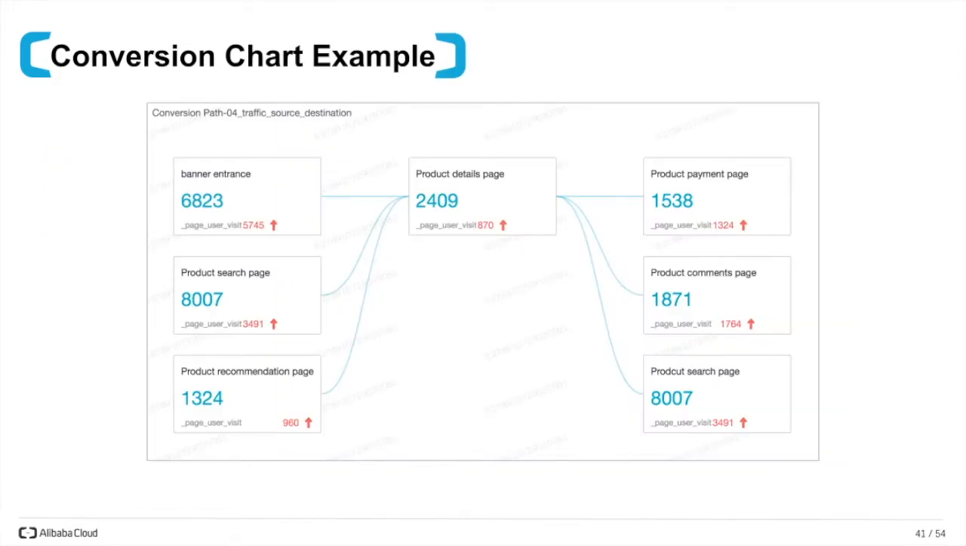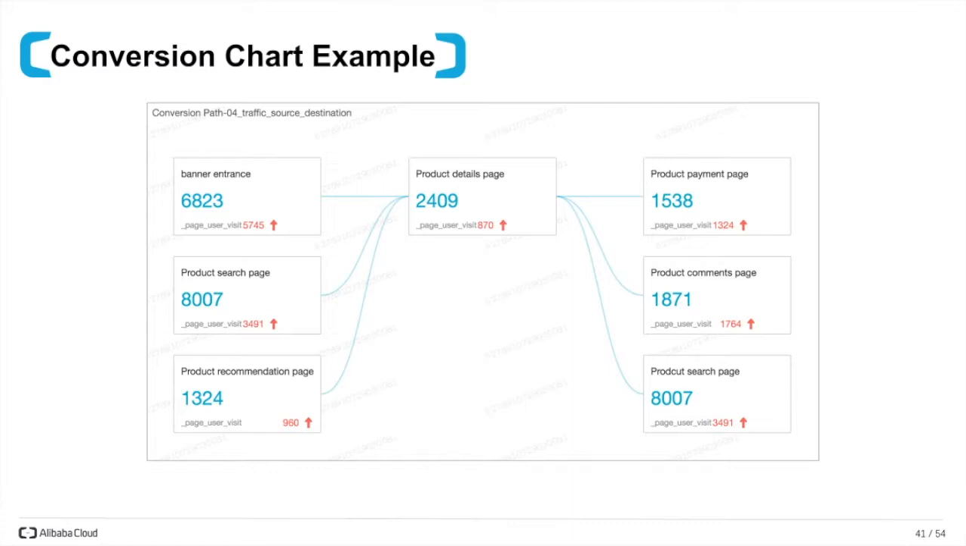Let me show you an example. Again, in the middle, we call it the anchor page. We call it the product details. But not everyone can go to the product detail page directly, right? Usually they come into the website through different channels. Sometimes they see some banner advertisement, sometimes they search from your front page, and sometimes they see some other recommendation page. Then they go into the product details page by clicking on the different page.